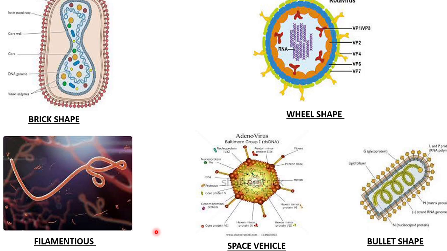And the envelope, surrounding the nucleocapsid, is lipoprotein in nature, and it also has peplomers which project as spikes on the surface of the envelope. Coming to size, they are extremely small, measuring about 20 to 400 nanometer in size. We have to use electron microscopy to visualize the viruses. And the shape, usually all viruses will be round or spherical in shape. There are some exceptions: rabies virus has a bullet shape, pox virus has a brick shape, rotavirus has a wheel shape, adenovirus has a space vehicle shape, and Ebola virus has a filamentous shape.